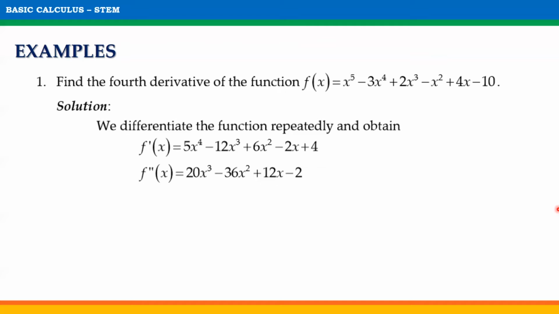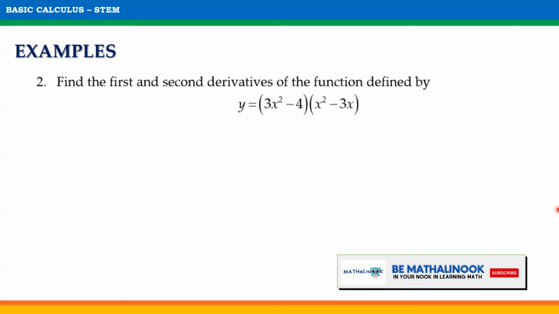To get the third derivative, let us get the derivative of the second derivative. So we will get the third derivative of f of x equal to 60x squared minus 72x plus 12. And finally, the fourth derivative of the function f of x can be obtained by getting the derivative of the third derivative. So we will have the fourth derivative of f of x equal to 120x minus 72.